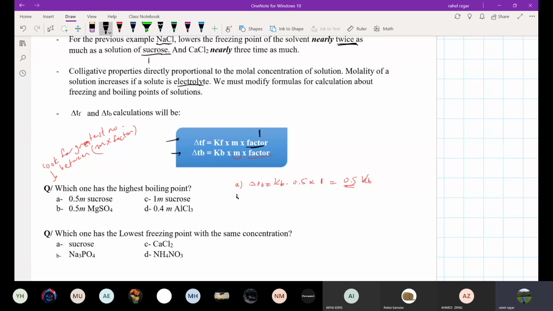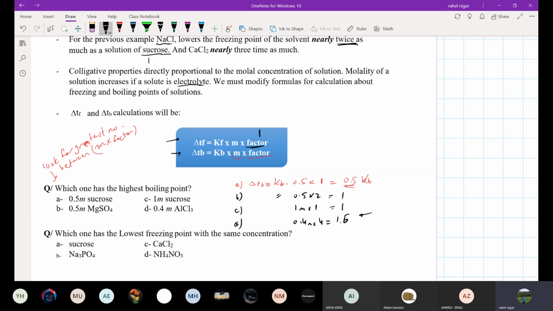What about B? B, it's still KB. What is the factor? 0.5 times 2 equals 1. What about C? C is still 1 molal times 1 equals 1. What about D? D is 0.4 molal times 4 equals 1.6.